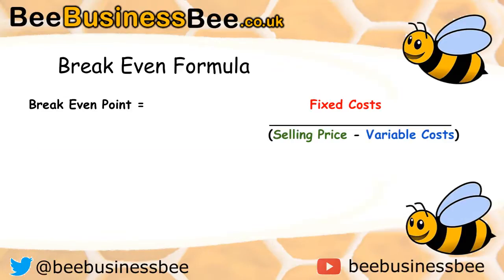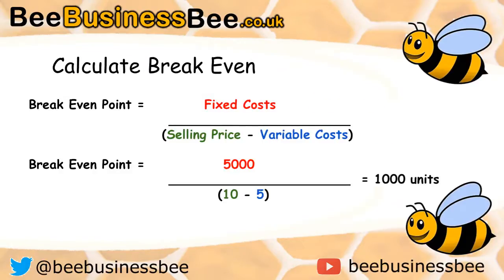Let's remind ourselves what the break-even formula is. Remember, to find a break-even point we need to know fixed costs divided by the selling price minus the variable costs. Now remember, the bit in brackets we always do first as part of the BODMAS approach.